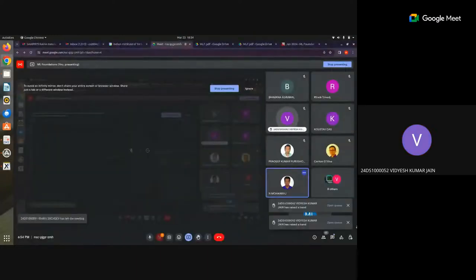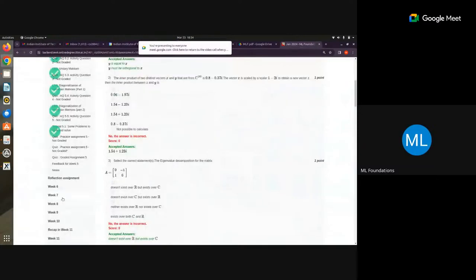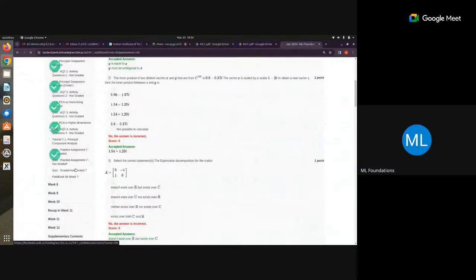Sir, may I ask one question? In graded assignment 7, there was the approximation error in question number 6, but the eigenvalue minimum is 0, so that is wrong. I think we discussed this in the previous session. The 6th question, right? Yes, the answer should be 0.